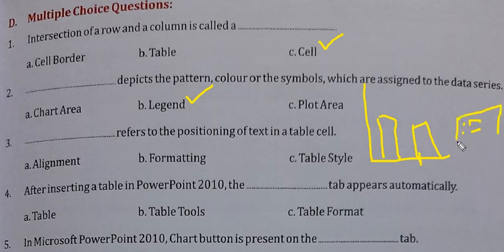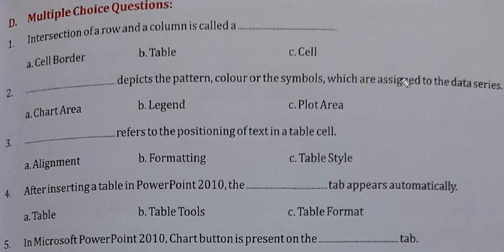So this is the legend, this particular thing, which is describing. So here, legend is the answer. Now, this refers to the position of text in a table cell. What is it? Alignment, obviously. It is by default top aligned. We just saw this in the exercise only.